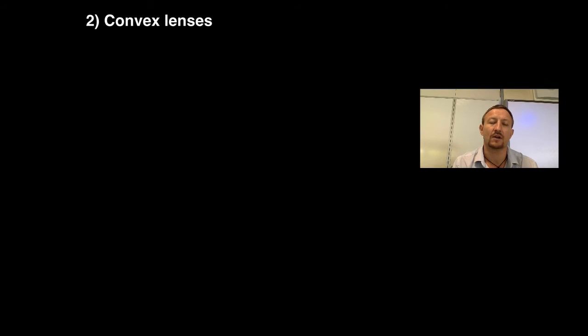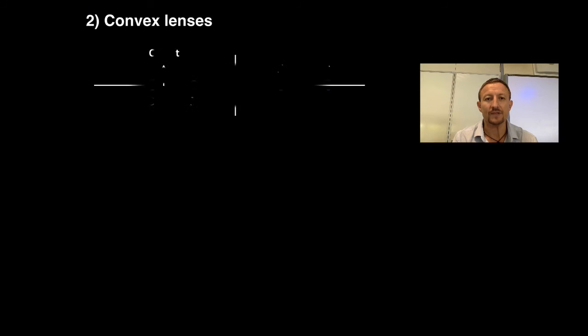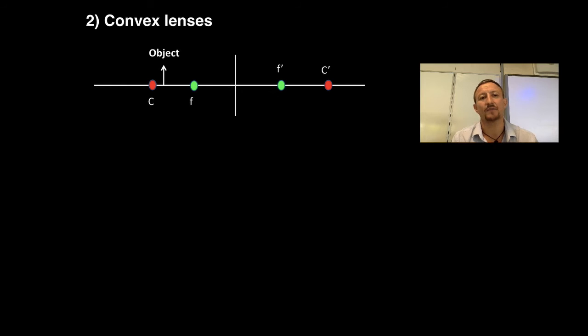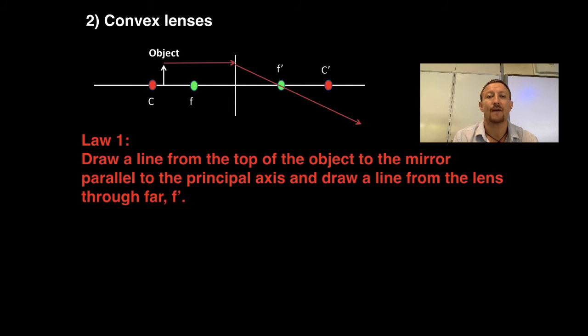Okay, so let's have a look at convex lenses. So I start off again with my same diagram. The first law goes parallel with the principal axis, but in this case it's going to pass through the far focal point. So as it hits the lens, it's going to be bent downwards. Remembering convex lenses converge on the far side of the lens. So it's going to pass through the far focal point.